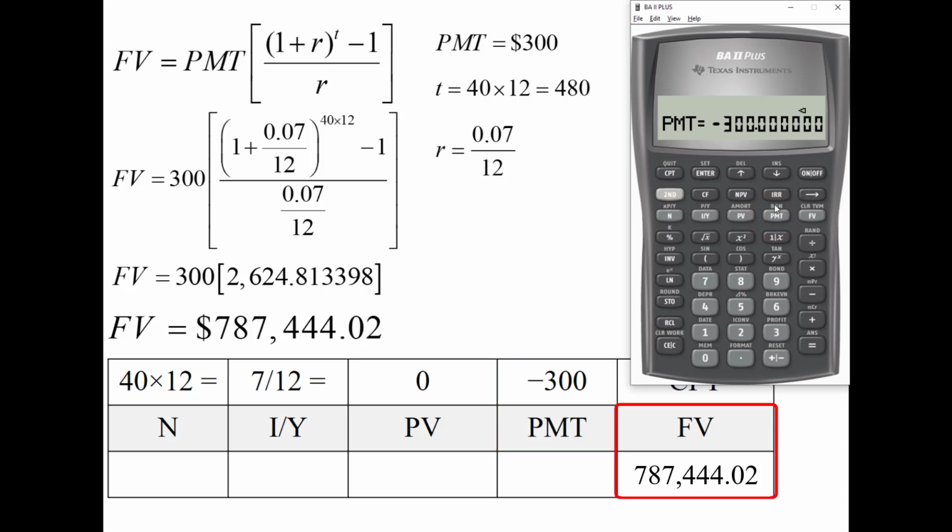And then we want to calculate our future value or how much we're going to have at retirement. So I'll hit CPT and FV. And in this case, we'll have $787,444 at retirement, if we assume that we save $300 every month for 40 years, earning 7% per year with monthly compounding.